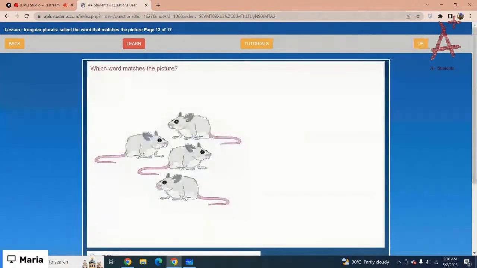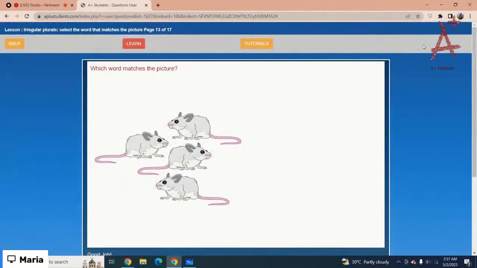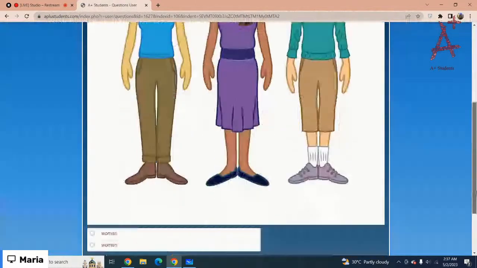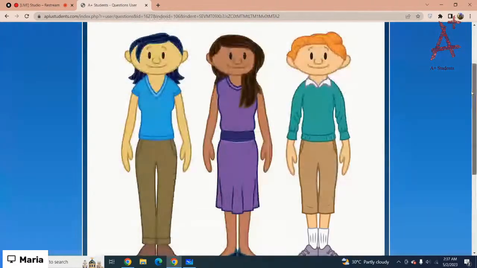Okay. Which word matches the picture? Is it mouse or mice? Which is the correct option? It would be mice. They are more than one, so they are the mice. Which word matches the picture? Woman or women? Which is the correct option? The second option is the correct one. Women, they are more than one.